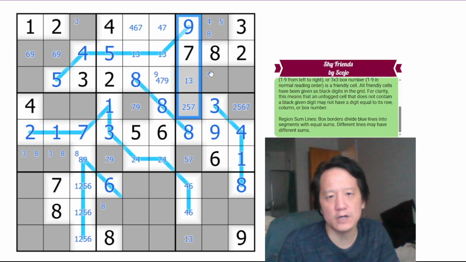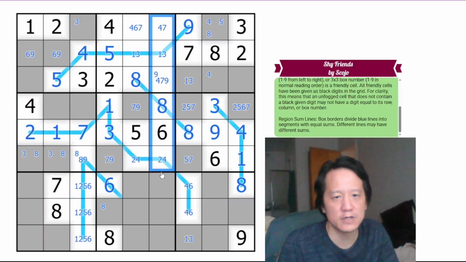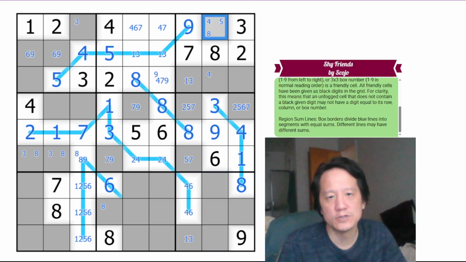7 matches the column number. 8 matches the column number. 4 matches the box number. 5 matches the box number. 6 matches the column number. 6 matches the box number here. 7 matches the box number here. 8 matches the row number here. 8 matches the box number here. And 9 matches the box number here. So this cannot be 8 here.